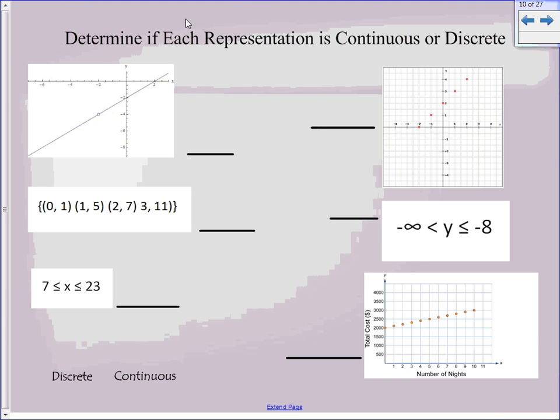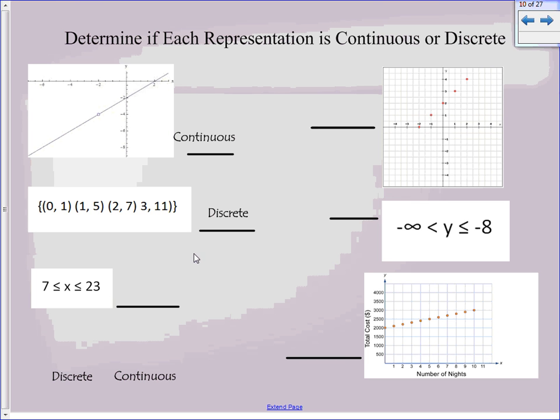All right, determine if each representation is continuous or discrete. Is this one continuous or discrete? Continuous, because the line continues. Is this continuous or discrete? Discrete, because it's listed points in a set. Okay? Can you go back to that last page? The line passes through all the points. It's continuous. The points of a continuous graph.